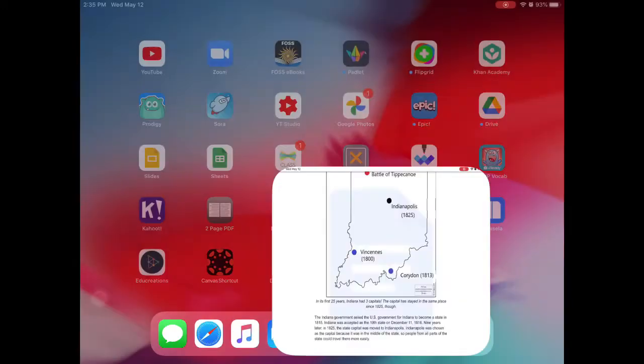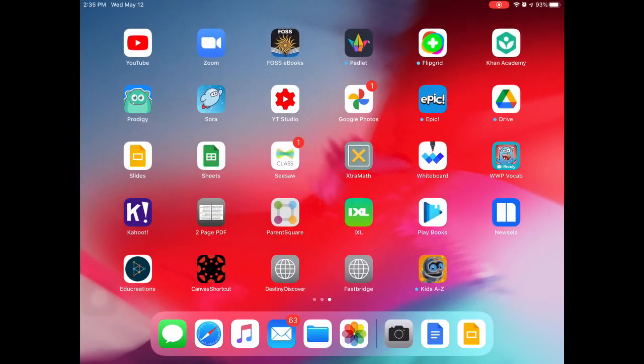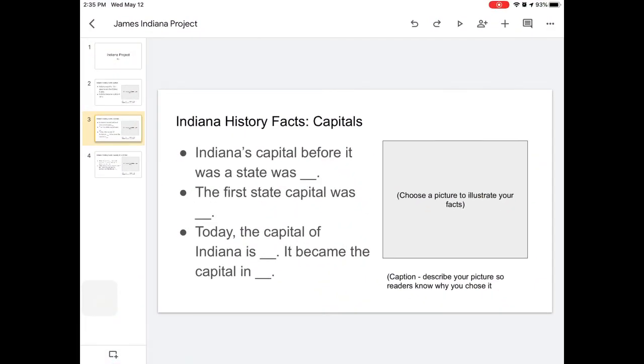All right, if you've been following along with me, now you have notes that say when the different dates were. You can take those notes and use them to fill in the blanks on your slide. Okay, Indiana's capital before it was a state was Vincennes. The first state capital was Corydon. Today the capital is Indianapolis. It became the capital in 1825. Pause the video and get those things recorded in your slides, please.